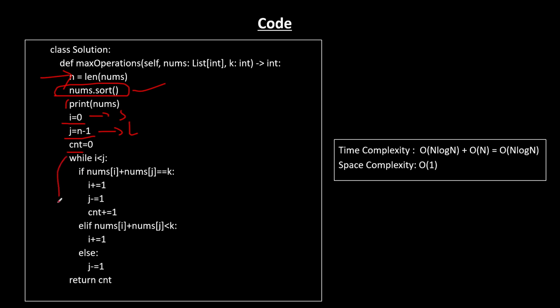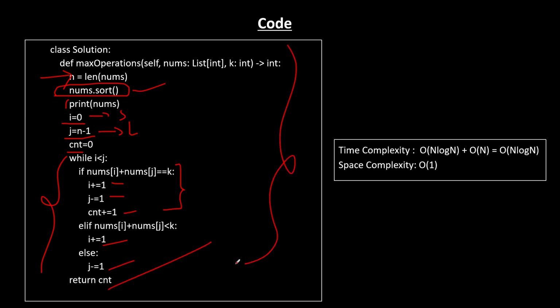While i is less than j. Okay, this is the same thing. If the sum of them becomes equal to k, we increment i, decrement j, and count plus 1 is done. If the sum is less, then we increment i. If the sum is greater, we decrement j, and at the end we return count. That's all. The code is very easy to understand.